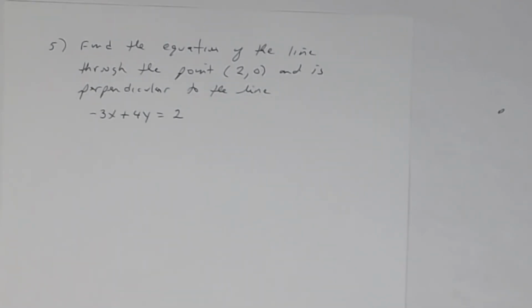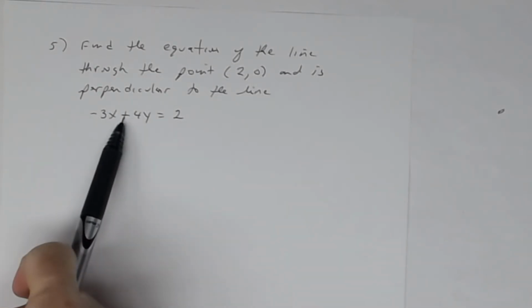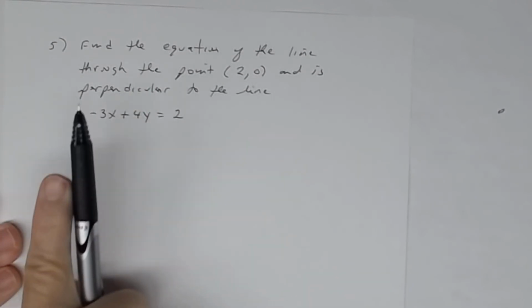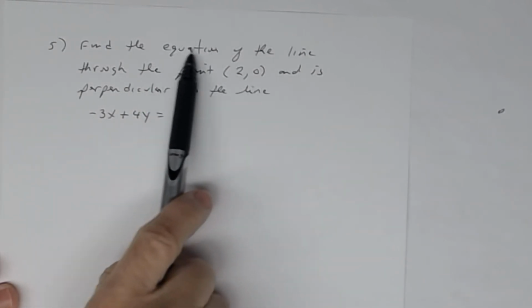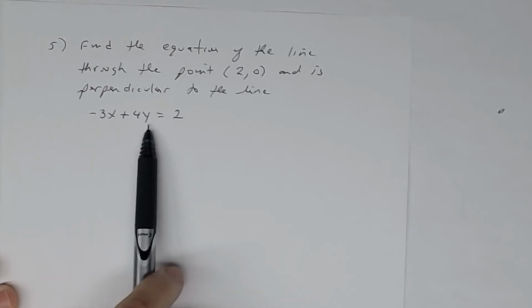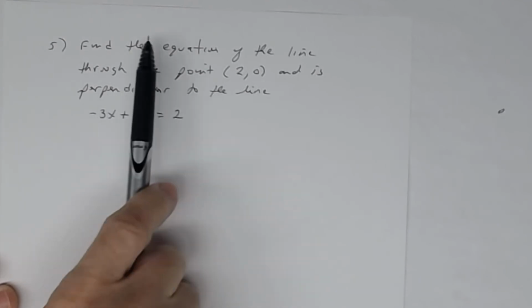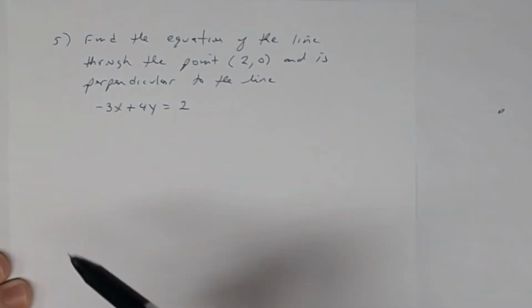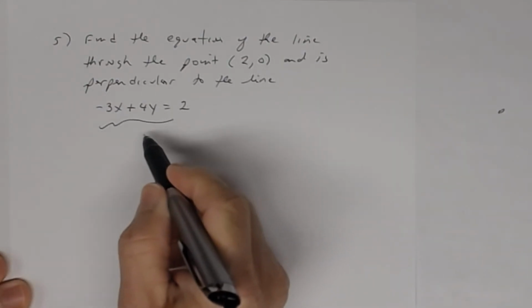You want to find the equation of a line that goes through the point (2, 0) and is perpendicular to this line. If I'm going to find the equation of this line, then I need to know the slope of this line, and we know that they're perpendicular. So first of all, let's get this in slope-intercept form.